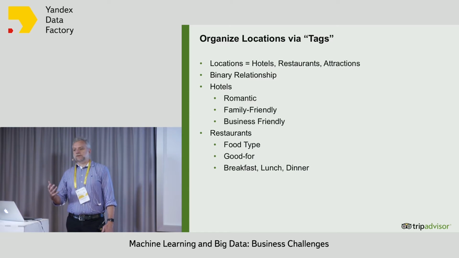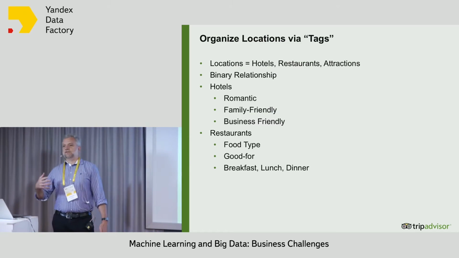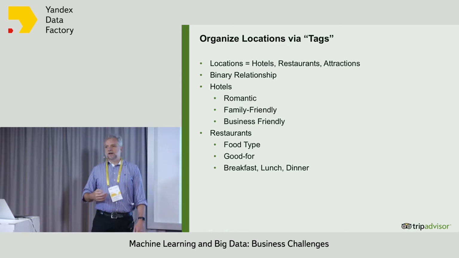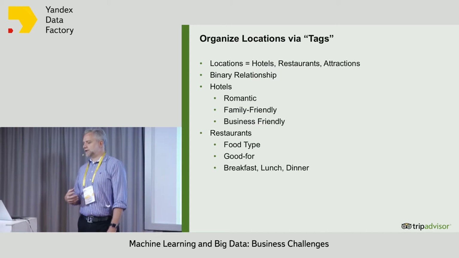For restaurants, we'll use them to mark whether it's a Chinese restaurant or an Italian restaurant or a steakhouse. Is it good for business? Is it good for families with children? That type of stuff. Do people typically go here for breakfast, lunch, or dinner? So it's really any kind of relationship that we want to associate with a particular location on the site.